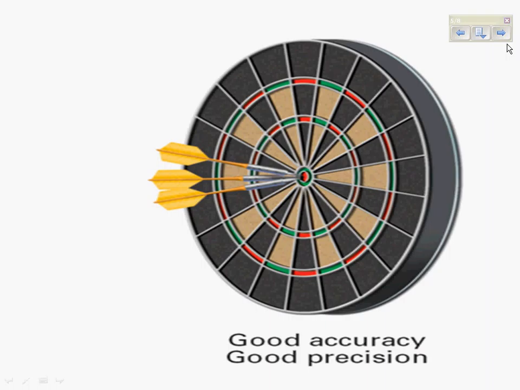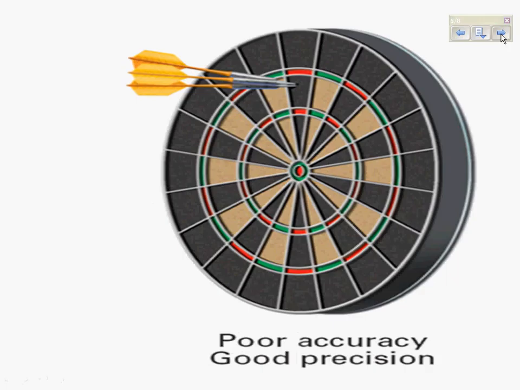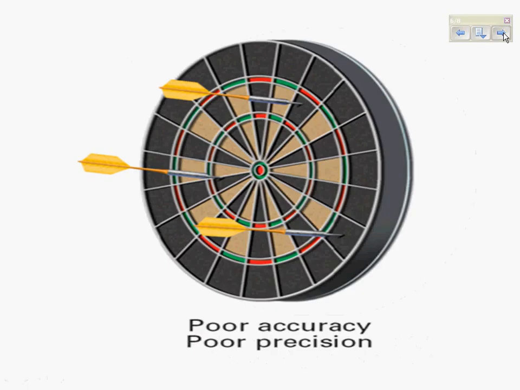When the arrows are in the center, we can say there's good accuracy as well as precision. Here you have poor accuracy but good precision. And here you have poor accuracy as well as poor precision.